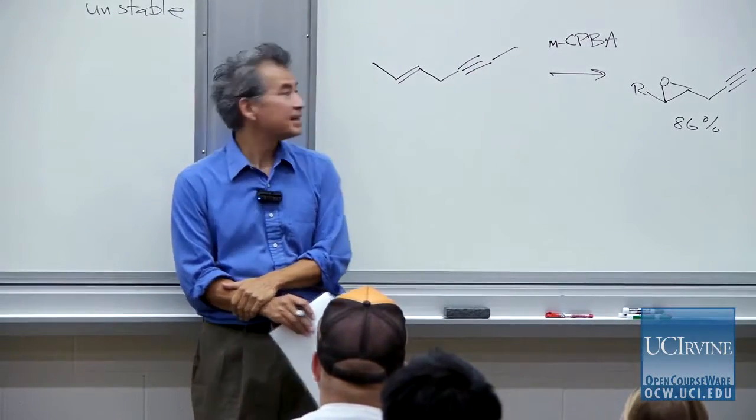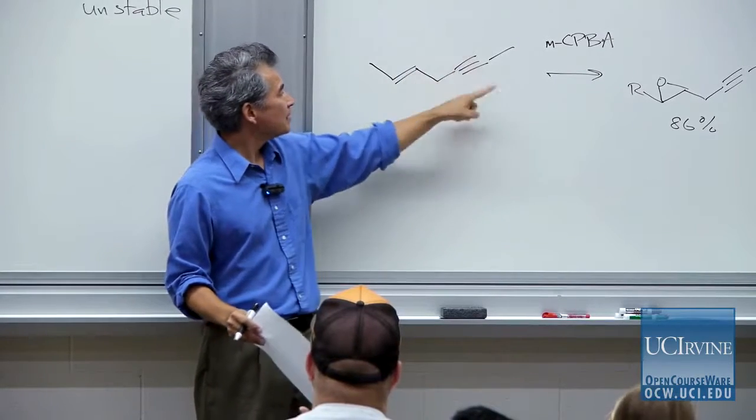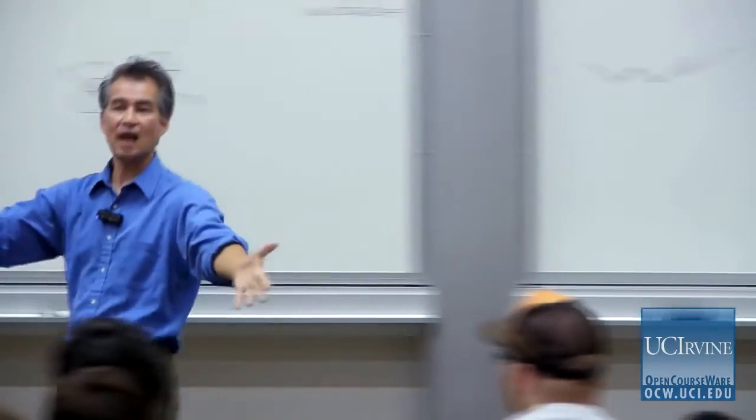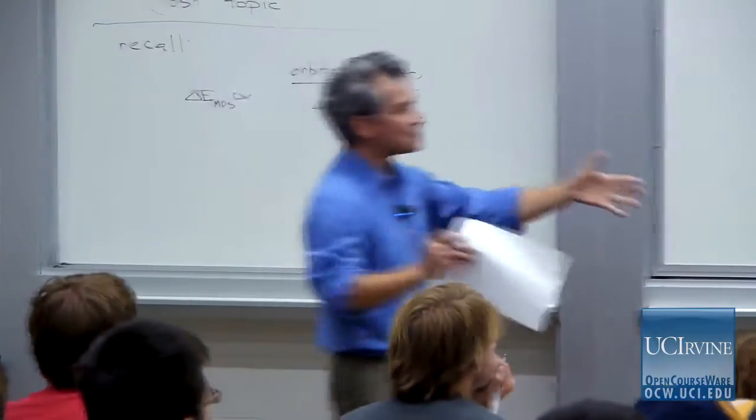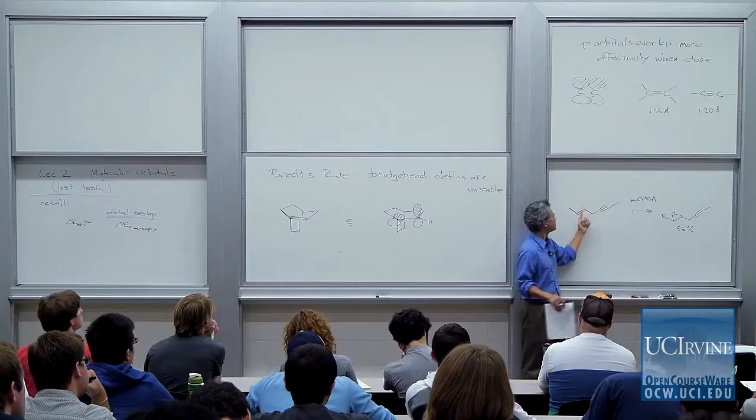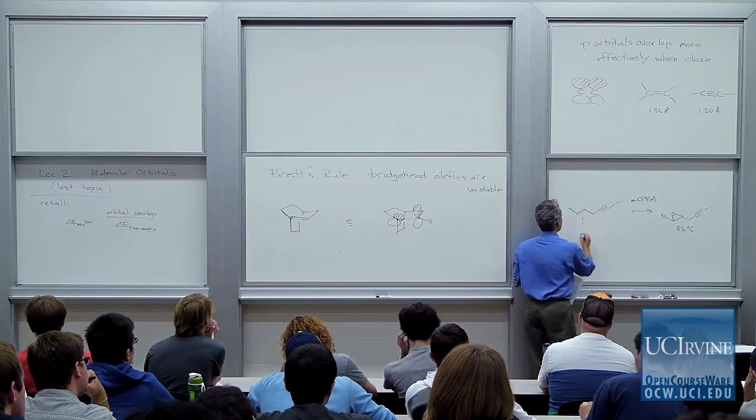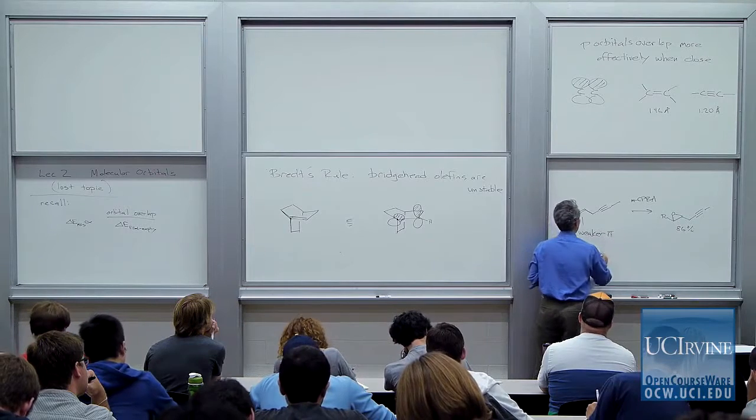You can't argue that it's easier to approach just one or two faces here, because the electron density in an alkyne is symmetrical all around. You can approach the alkyne from any orientation you want. There's no possible rationale for why this is the more nucleophilic of these two double bonds, except the fact that this bond is weaker and more energetic.